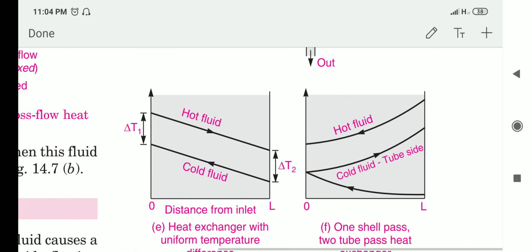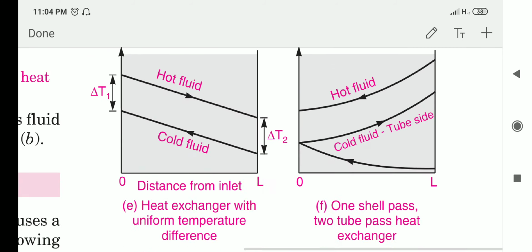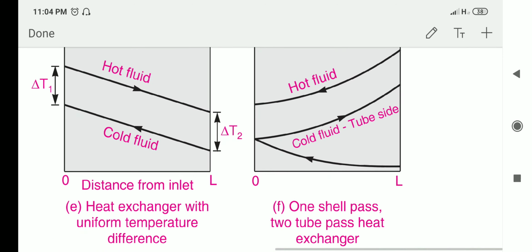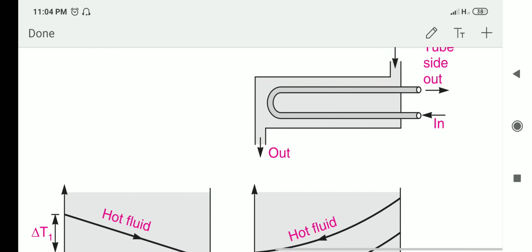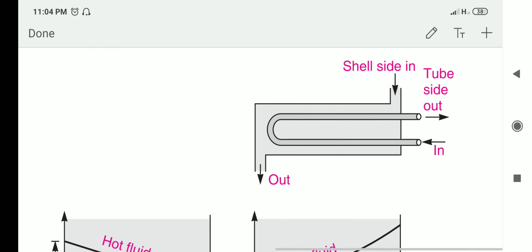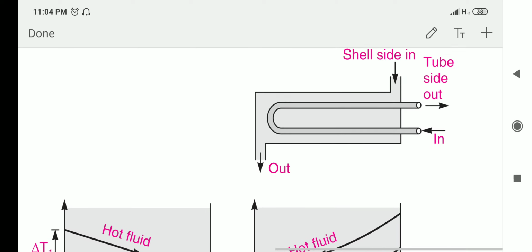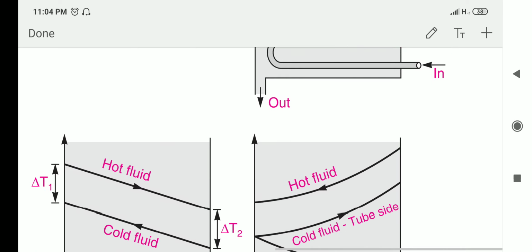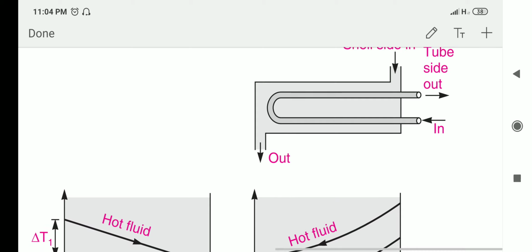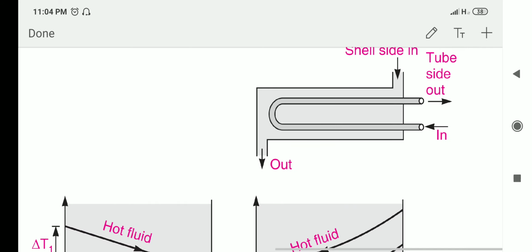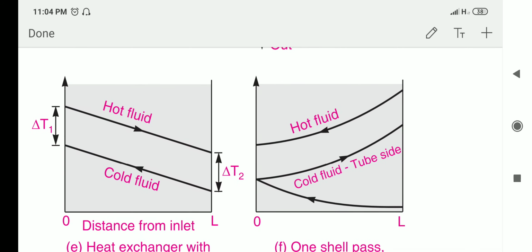And for shell and tube we can draw like this. If there is one shell pass and two tube pass, let's see, one shell, the shell side fluid, suppose it is a hot fluid, so the hot fluid loses its temperature. Now the cold fluid enters at the right position, right? Inlet is right position, and it increases the temperature.